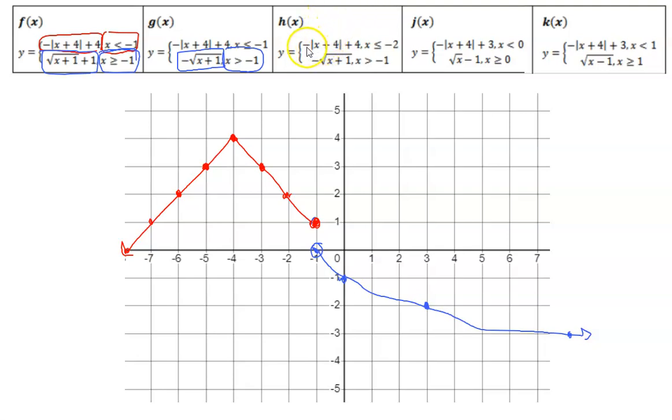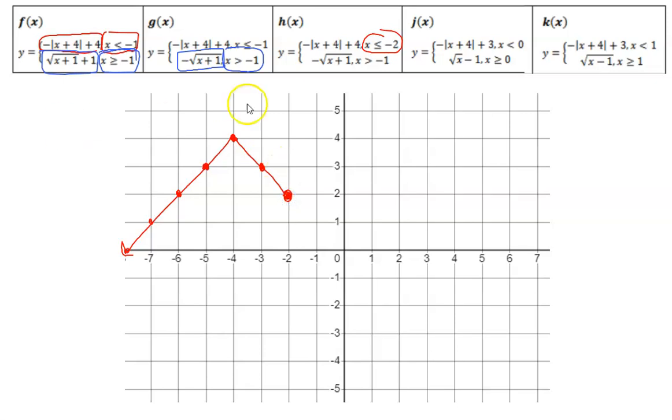So h of x, we've got the same subfunction, the same absolute value function, but this time we want the x's that are less than or equal to -2 instead of -1 like we had previously. So we're going to chop this graph off now at -2. And in the subdomain, we want the x's that are less than or equal to -2. That's a closed circle. It's inclusive, then, at -2.